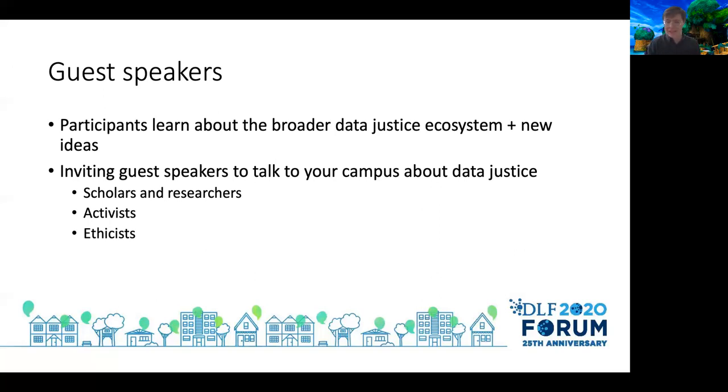This route of inviting a guest speaker to campus allows participants to learn about the broader data justice ecosystem, learning who's out there, who's doing work, who they might be interested in reading or learning from further. And it might also introduce them to potential careers in tech ethics. Maybe they're not aware that you can have a job that does this, or you can research this, or, outside of being paid for your work, you can organize around this. You can work with other people to make this better. So it can be very helpful for students in that way.